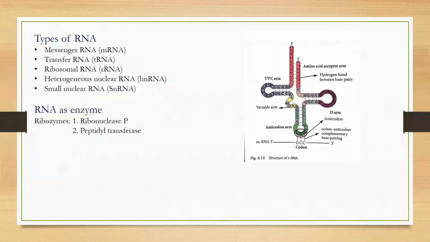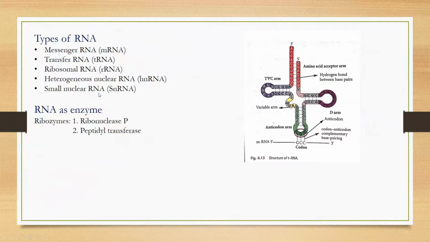The small nuclear RNAs, the snRNAs, are involved in the processing of hnRNAs into mRNA and regulation of gene expression. Another similar molecule, the small nucleolar RNA, snoRNA, is involved in the processing of RNA molecules. There is also small cytoplasmic RNA, scRNA, which plays a role in directing newly synthesized proteins to their destined locations.